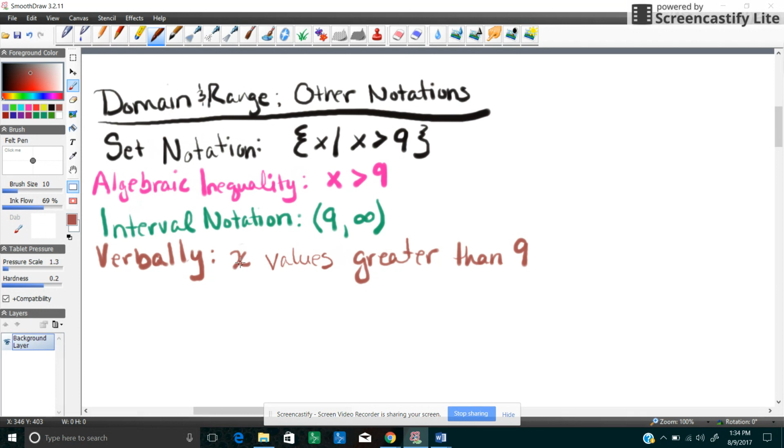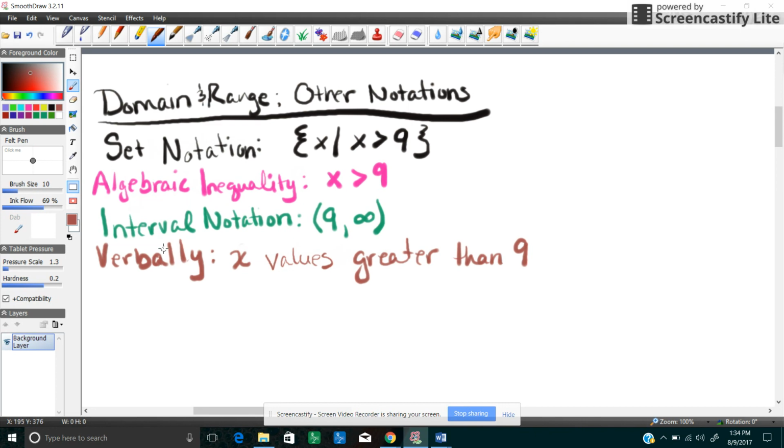Okay, so we've talked about set notation, which is the one up here. This one you should already be somewhat familiar with. If you look at the one right below it, algebraic inequality, this one is actually really simple because it's already embedded in the set notation. If you can do this one, all you need to do is copy pretty much this piece right here, and that will give you the algebraic inequality. Pretty much it's just this without all the fanciness.